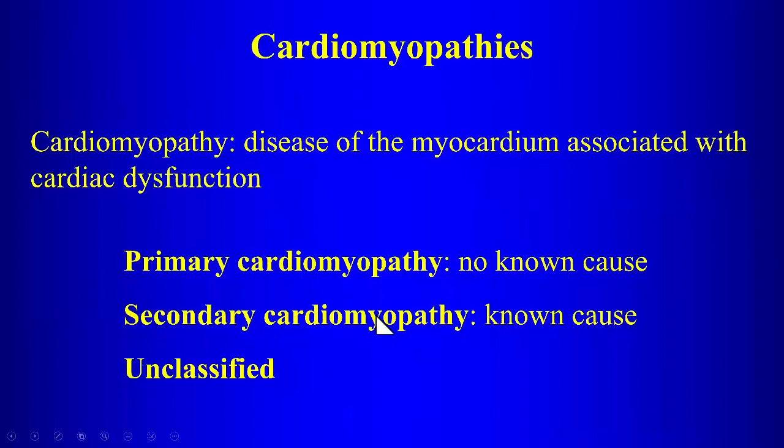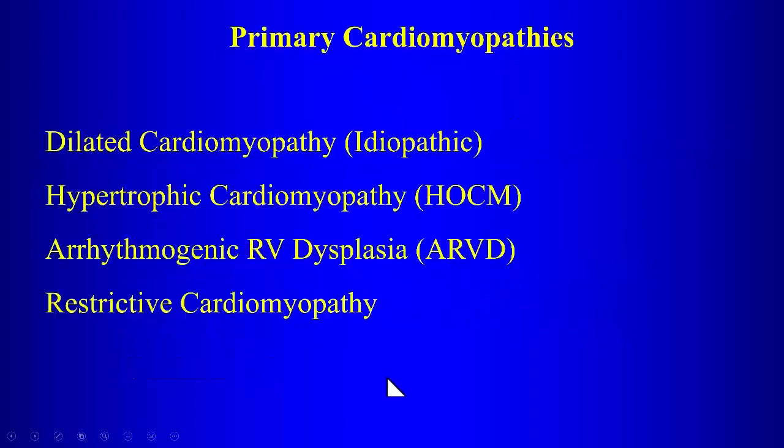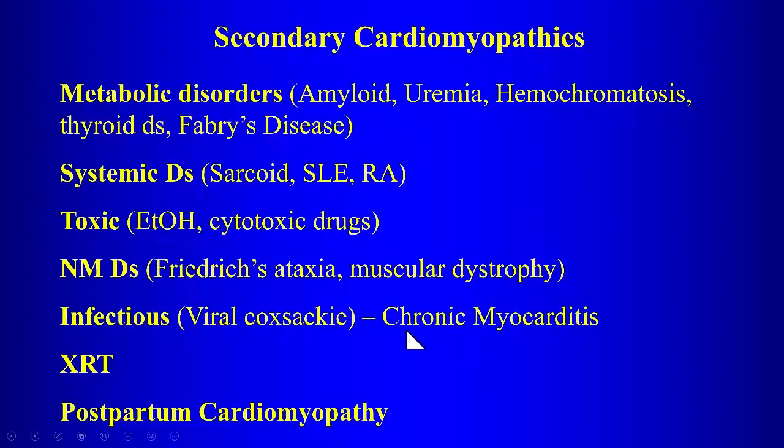There's primaries with no known cause, secondary with known cause, unclassified. These are some examples of primary cardiomyopathies. So there are various classification schemes for cardiomyopathies. Secondary cardiomyopathies can occur from metabolic disorders, underlying systemic diseases, sarcoid, lupus, rheumatoid arthritis, ETOH, drugs, neuromuscular disease like muscular dystrophy, infection, right after acute myocarditis.